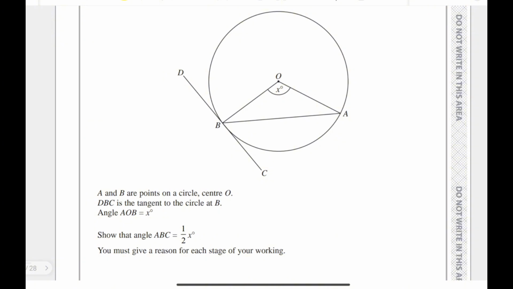Show that angle ABC, let's see, which angle is that? Angle ABC, that is this angle right here, is equal to half x. Very good.